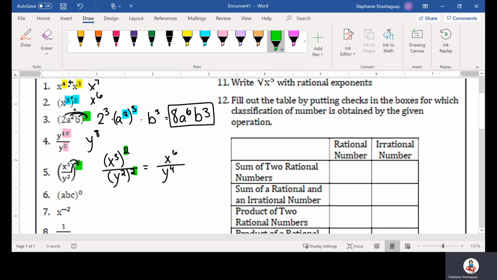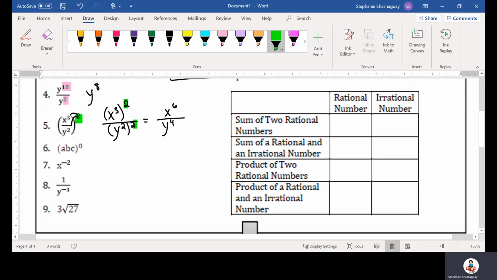Okay, and number 6, we have ABC to the 0 power. Well, anything to the 0 power is always going to be equal to 1. Because to the 0 power, what you're doing is you're doing ABC divided by ABC, and anything divided by itself is always going to equal 1. So that's our 0 power property.